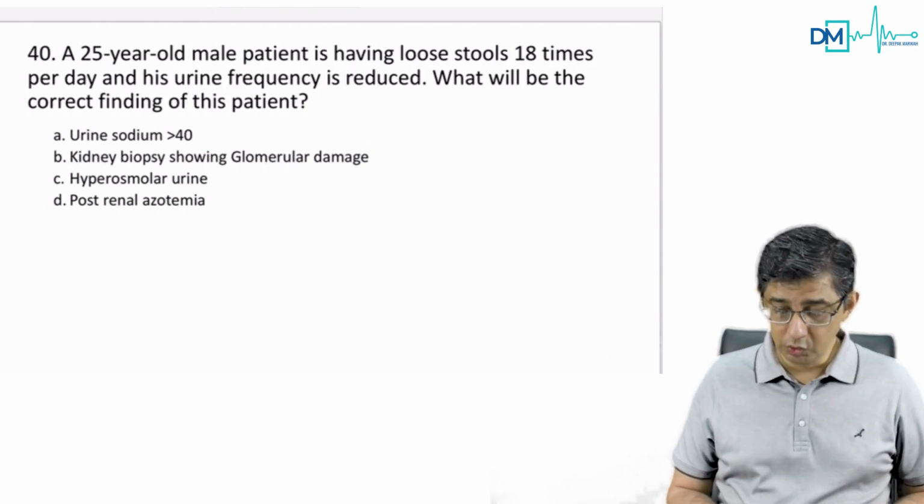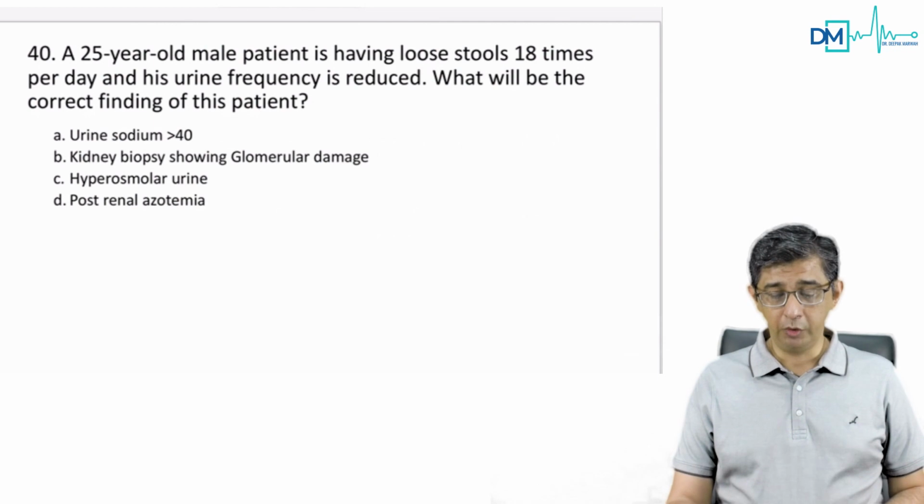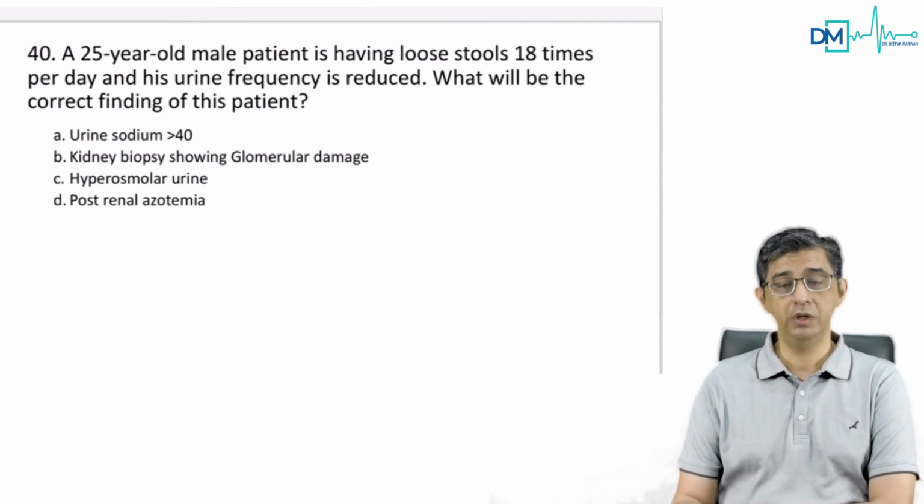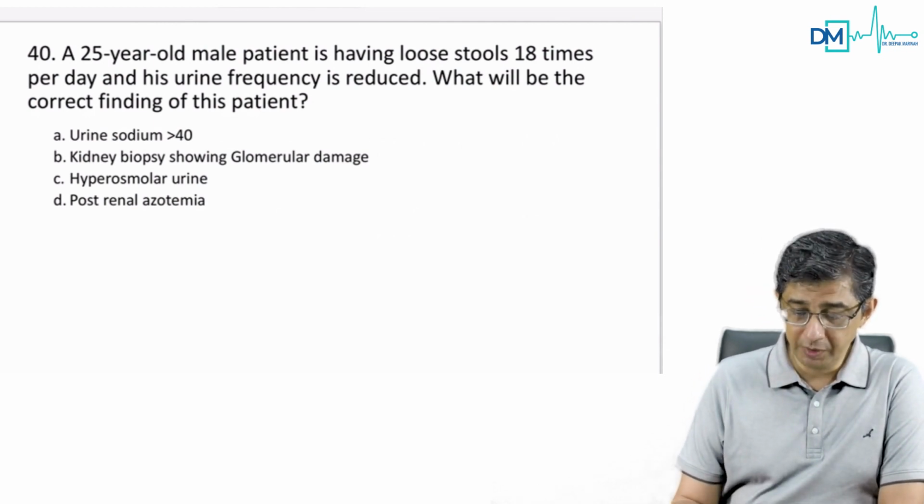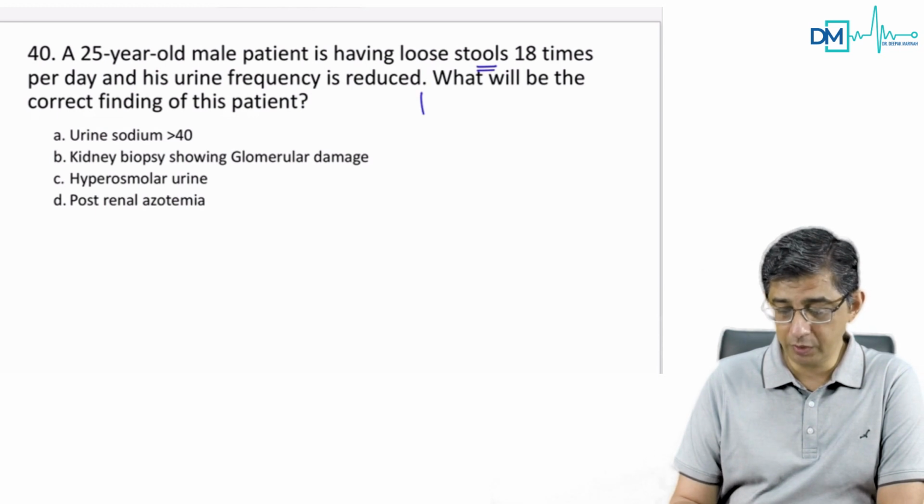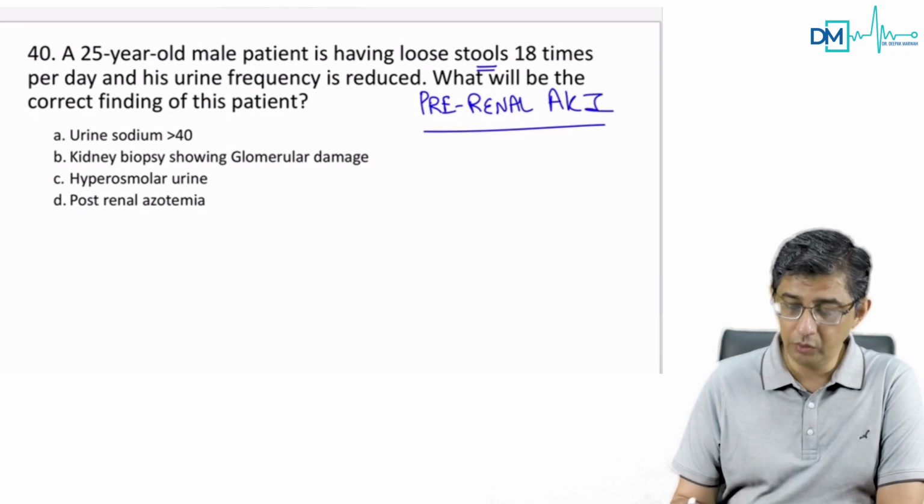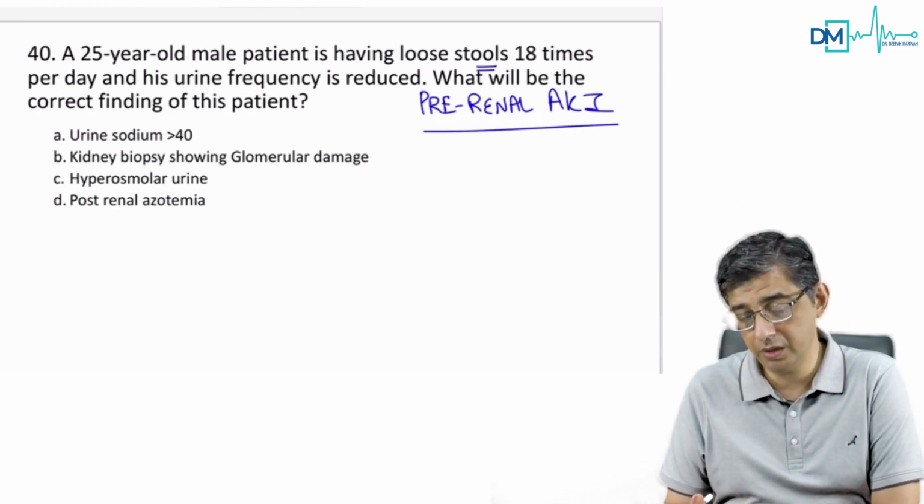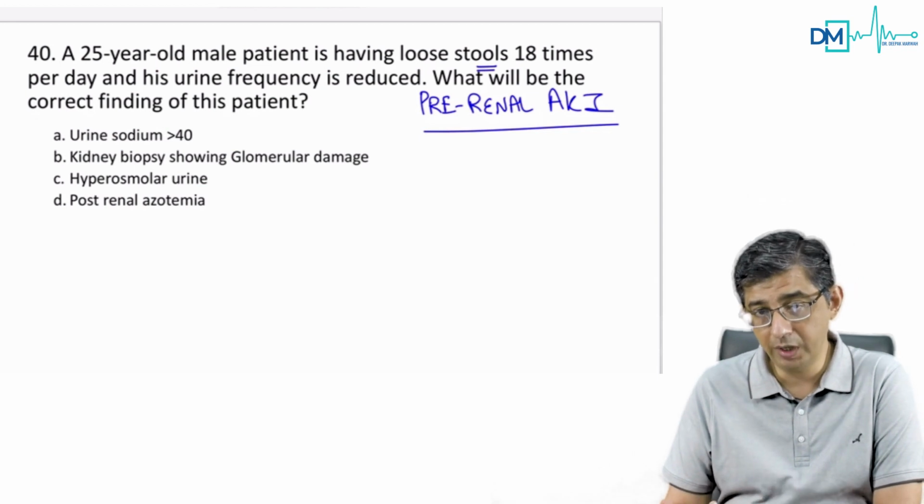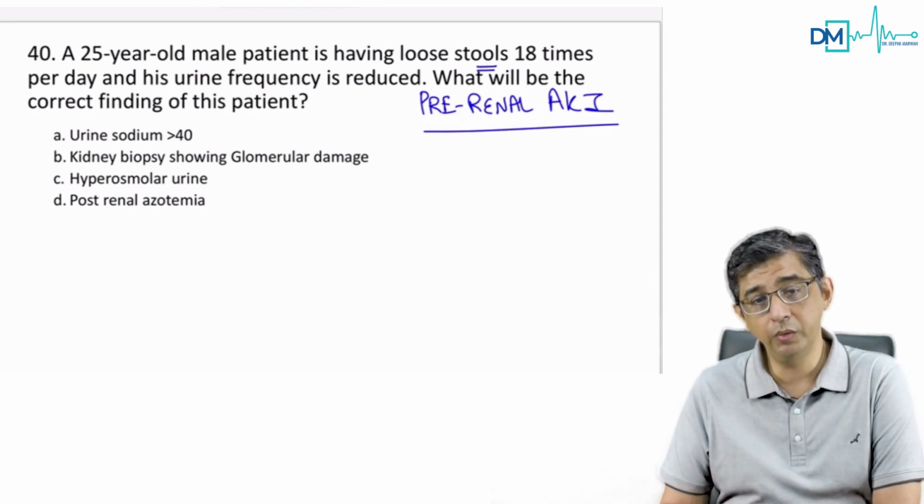This is a person who's having loose stools 18 times with reduced urine frequency. What will be the correct finding in the person? You see, if a person is having loose stools with reduced urine frequency, it means that the person can go into the pre-renal variety of acute kidney injury. Now, the moment you go into pre-renal acute kidney injury, the body will try to conserve fluid and there would be a concentration of urine.